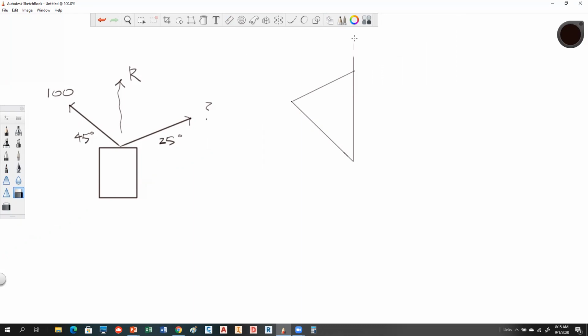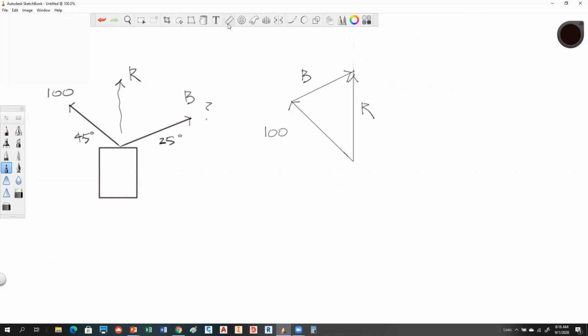Let me label the parts here. So this guy represents our 100-pound vector. This guy represents our unknown. We'll just call this vector B. So this is B. We don't know that. And this vector is actually the resultant, because we know that it's going to go in a straight direction, but we also don't know its weight. Okay, so everybody see how that works?